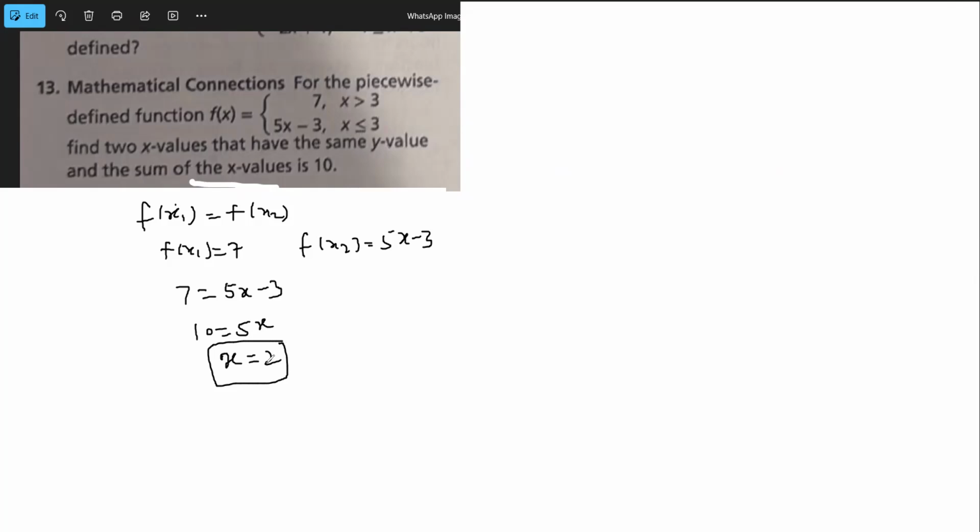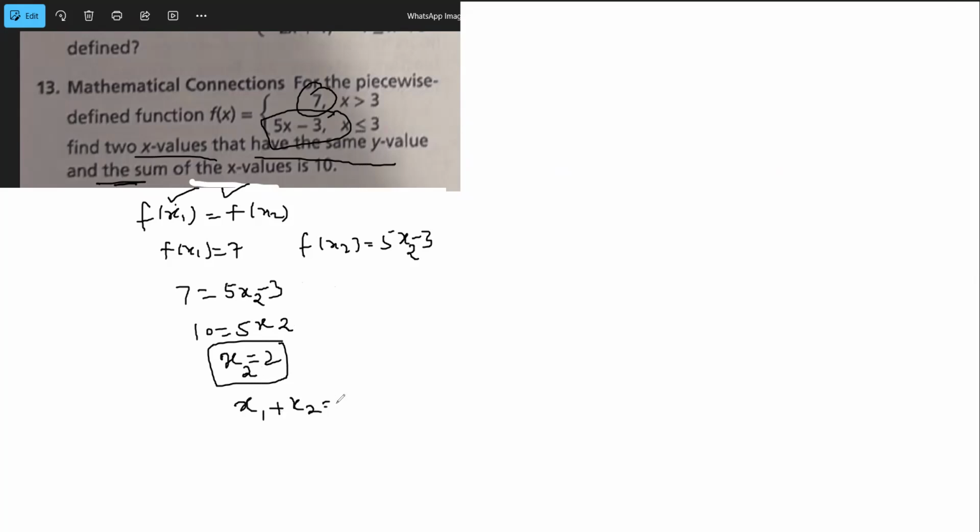Wait, how did you do it again? Find two x values that have the same value of y, right? So I put f(x1) equal to f(x2), where f(x1) is equal to 7 and f(x2) is equal to 5x minus 3. So x2 is 2.